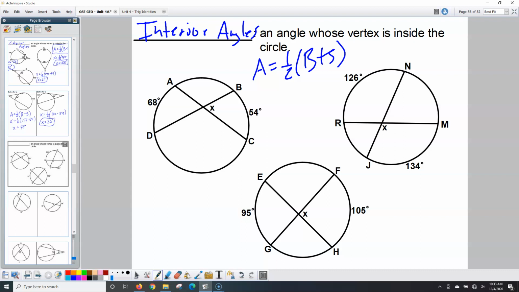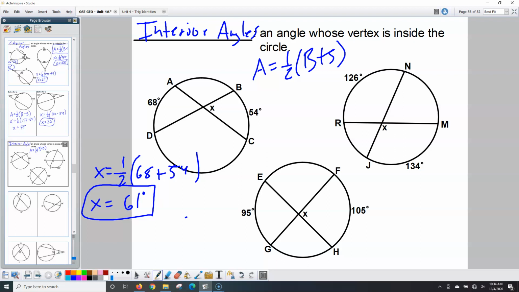And the way that I kind of remember that this one is the plus sign is I've had students tell me in the past, look, it makes a plus sign right there. Or, turn your head a little to the left. Oh, there's a plus sign right there. So that's kind of how some students remember that. The inside angle on the left side is x equals 1/2. The big arc is 68 plus the small arc is 54. I'm going to add 68 and 54 and get 122, times 1/2 is 61.